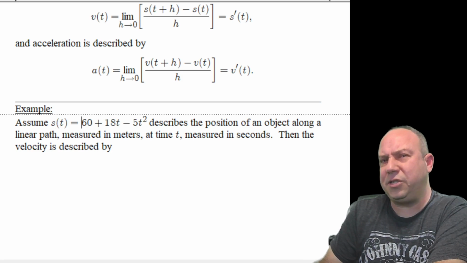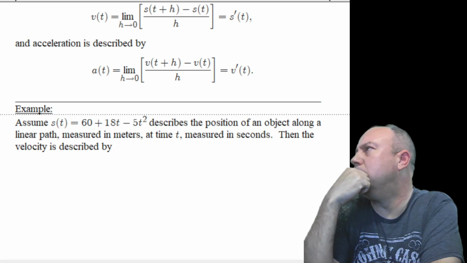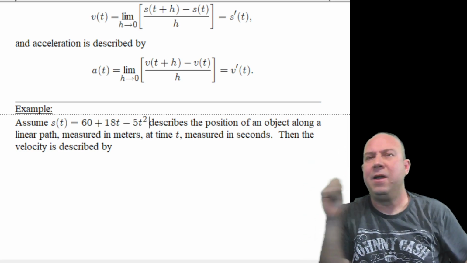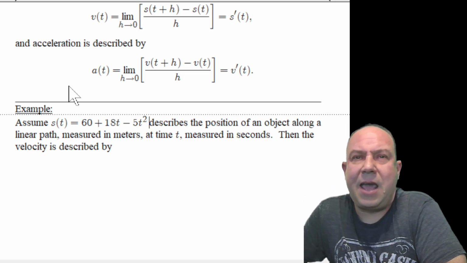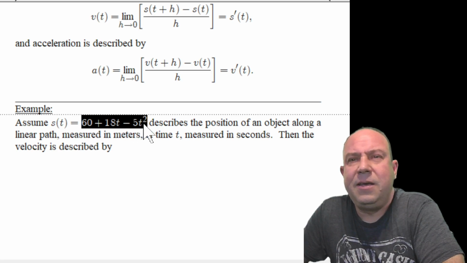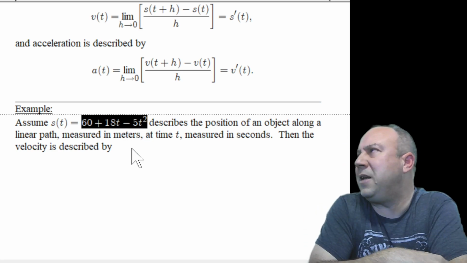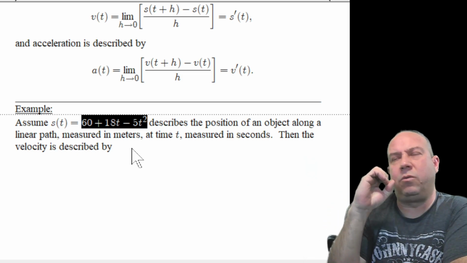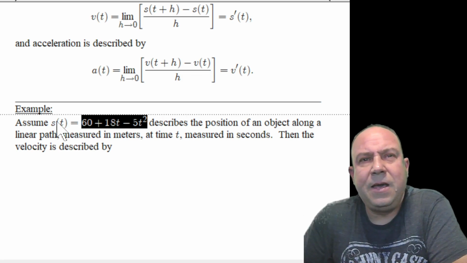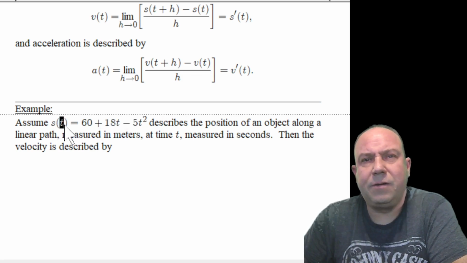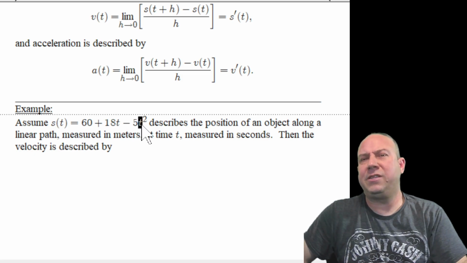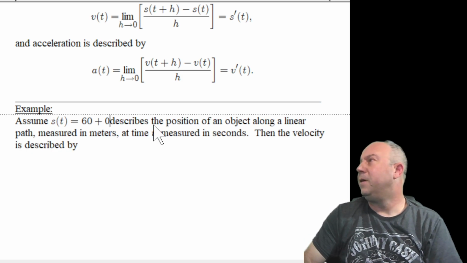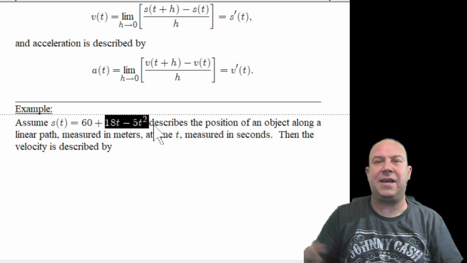Let's assume we have this position function that's described by this parabola, this quadratic relationship, where we're moving along the line, and our position at time t on the number line is described by 60 plus 18t minus 5t squared. So if we think about being at time 0, and I substitute in 0 for t, everything will zero out except for the 60. I'll be left with 60. I'll be at the location of 60 on the number line.